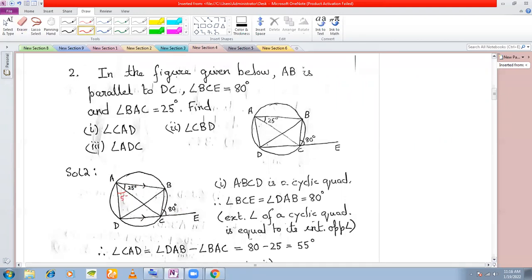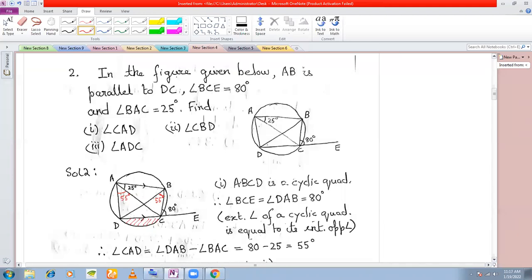Next, angle CBD. How will you find out angle CBD? If you see CBD and CAD, both are on this segment, right? So this angle will also be equal to 55 degrees. That is a one-line question. CBD is equal to CAD, equal to 55 degrees, because they are angles on the same segment.